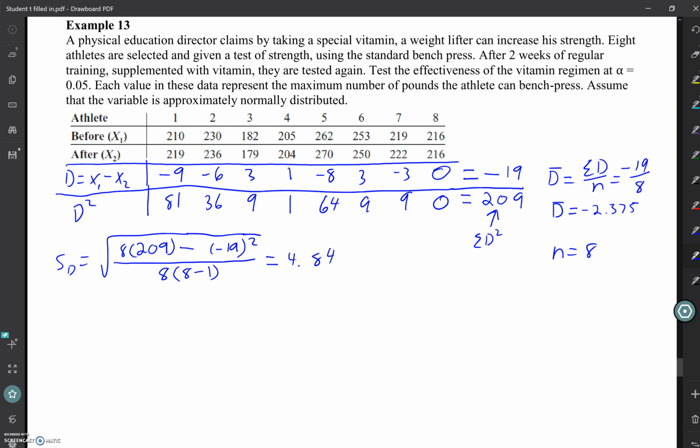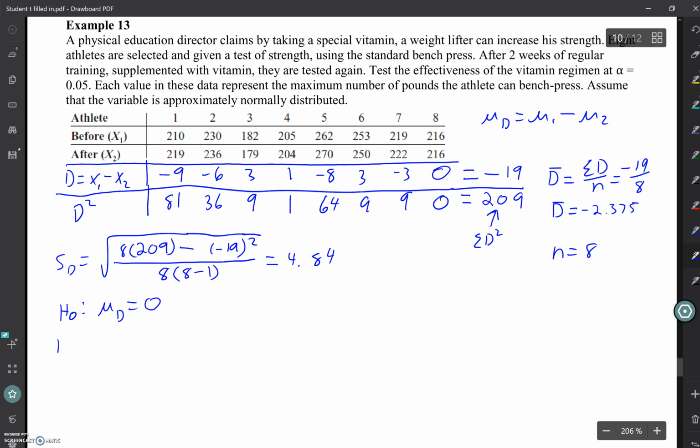So now that I've got all my information collected, let's go back and figure out what our hypothesis is supposed to be. So my null is supposed to be that mu d equals 0. That's just a given every time. And we have that mu d is equal to your mu 1 minus your mu 2. So we've taken the mean of the befores and the mean of the afters and subtracted them, and we're assuming that they're equal. So we're assuming that nothing has happened from the supplement of the vitamin, and so they're just equal to one another.